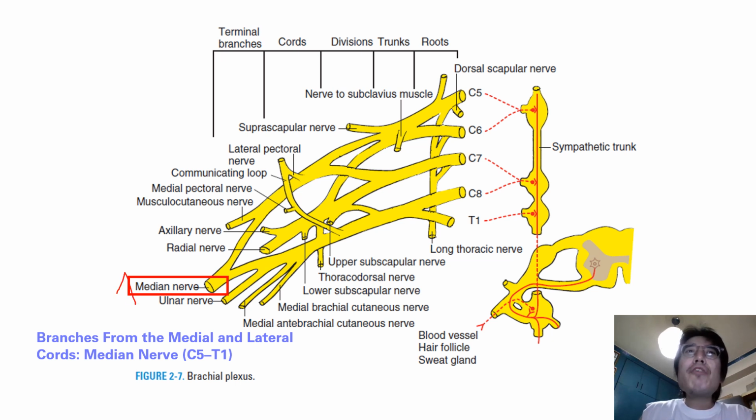The median nerve is special because it is a branch from both the medial and lateral cords when they coalesce. Because of this, the median nerve traces its origins to C5 to T1. The median nerve runs down the anteromedial aspect of the arm, but it does not branch in the brachium.